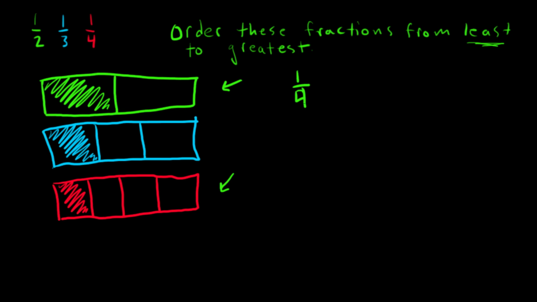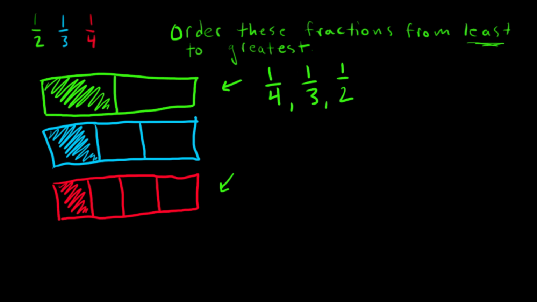Oops, I just said it and then I started doing it wrong. You have to be really careful about which order it asks you to order these in. And I'm going from least or the smallest to the greatest. 1/4 is my smallest, 1/3 is in the middle, and 1/2 is the biggest.